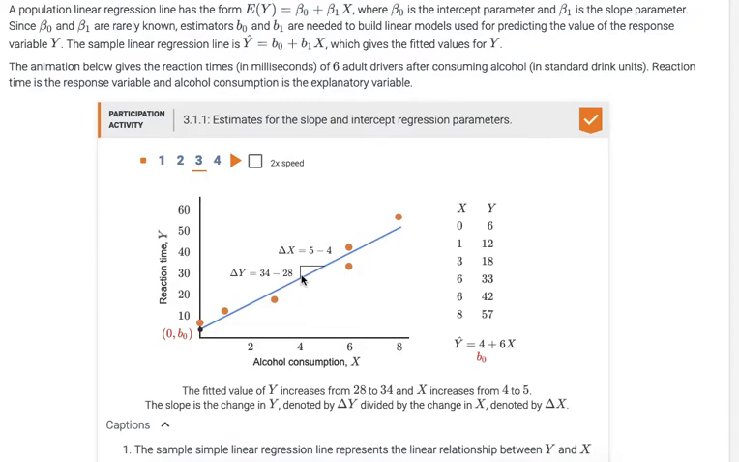You could choose it anywhere on this line, and all they did here to get the change in y is they got this value, which was 28, and then they got another value, which was 34, and then they subtracted the two values. I like to have a grid to be able to read it properly, but for the purpose of this exercise, they named the values of y.